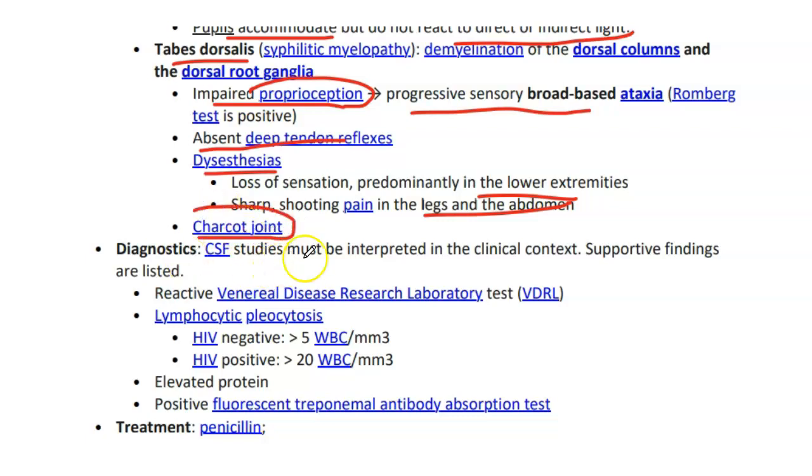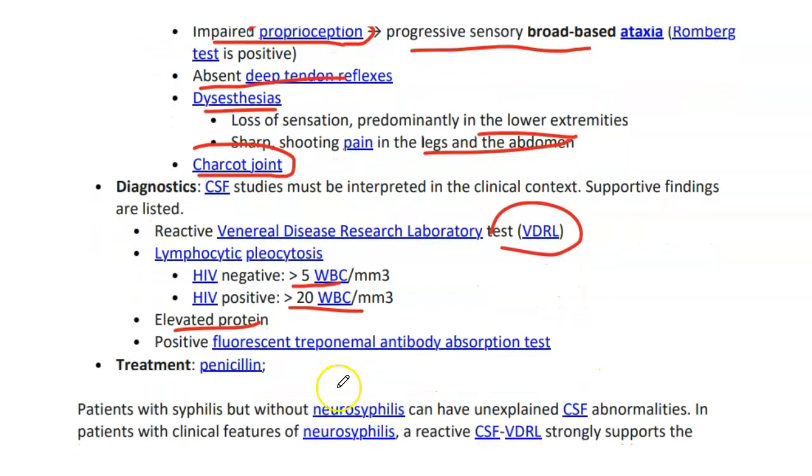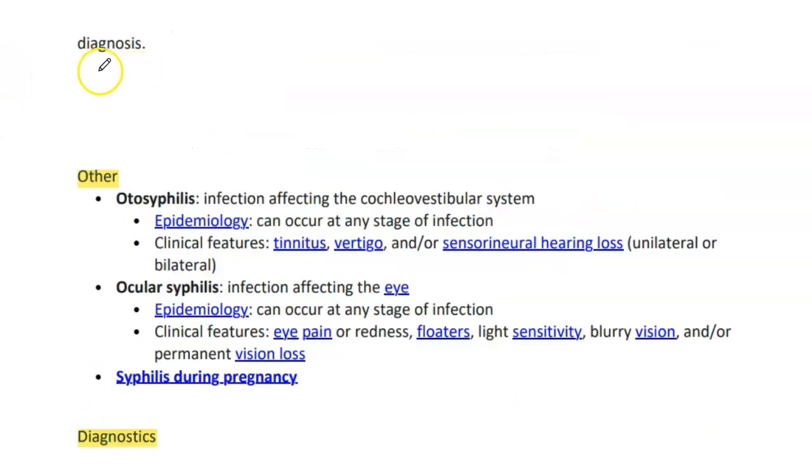How will you diagnose? CSF study must be interpreted. On CSF you will have a positive VDRL test and elevated WBC count greater than 5 in HIV negative and greater than 20 in HIV positive patients, elevated protein, and a positive fluorescent treponemal antibody absorption test. How will you treat the patient? Treatment is penicillin. A patient with syphilis but without neurosyphilis can have unexplained CSF abnormality. In a patient with clinical features of neurosyphilis, a reactive CSF VDRL strongly supports the diagnosis.